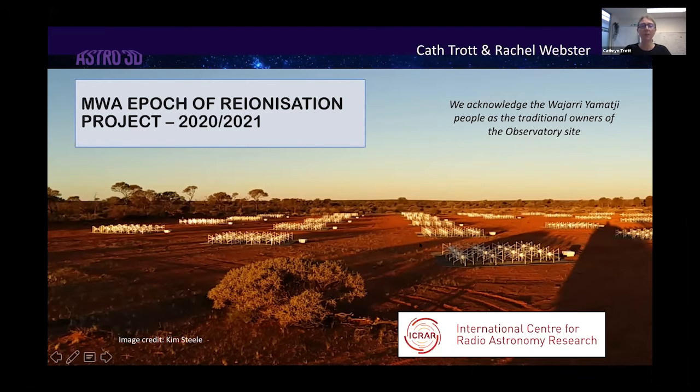The MWA is a general purpose low frequency radio telescope. It has a lot of different science goals, but one of the primary ones is exploring the 21 centimetre signal from the epoch of reionisation. And so that's from redshifts of about 5 through to about 15. And we use a lot of these short baselines that you can see here to get the angular scales on the sky of interest to us for the EoR.